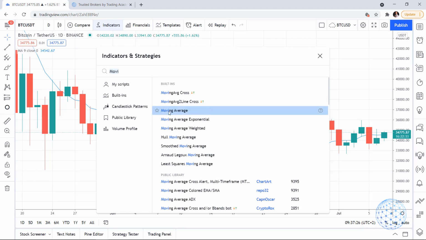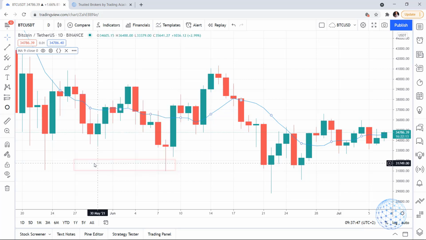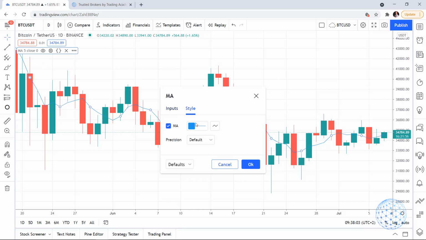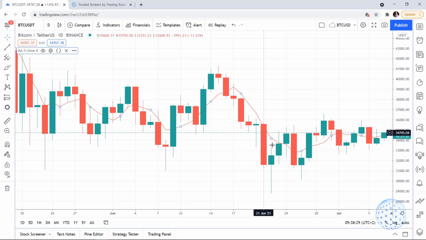I will click on moving average, and I see one line over the chart, and this is exactly the moving average. For this strategy, I will click on the line, go to more, and click on settings. Here I will tap on inputs, and the length of 9, I will change to 5. Later I will tell you why I know this is the number I need to use. And then in style, I will make it red to be more visual. Alright, so here is the moving average.